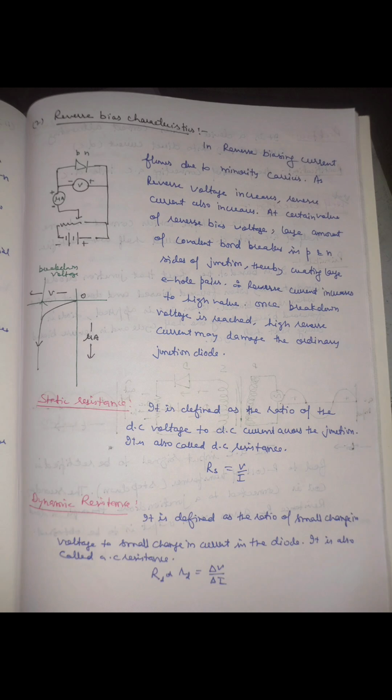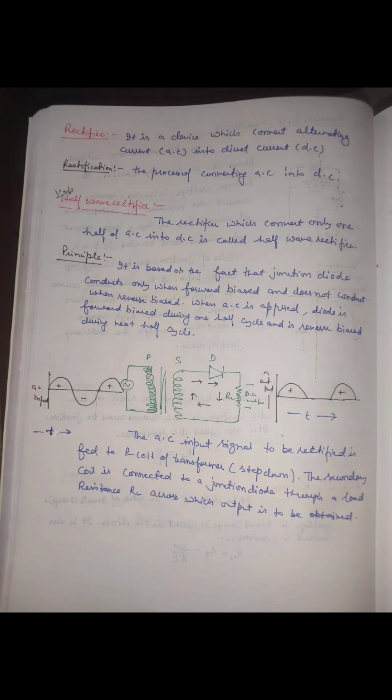The ratio of DC voltage to DC current across the junction is called static resistance. The ratio of small change in voltage to small change in current in the diode is called dynamic resistance. A device which converts alternating current into direct current is called rectifier. Half-wave rectifier convert only one half of the AC into DC. It is based on the principle that junction diode conduct when forward biased and does not conduct when reverse biased. When AC is applied, it makes the diode forward biased in one half cycle and reverse biased in next half cycle. Therefore, one half cycle is rectified and other is not rectified.